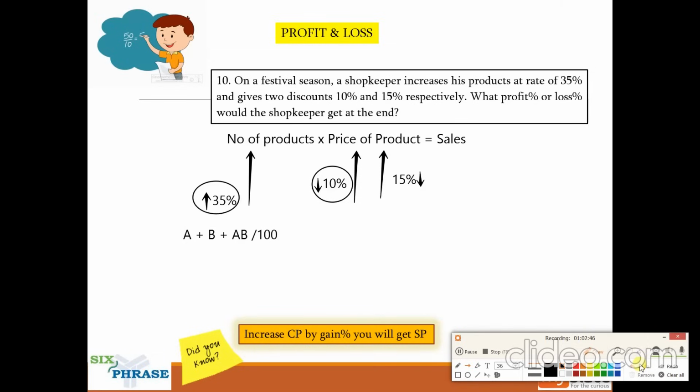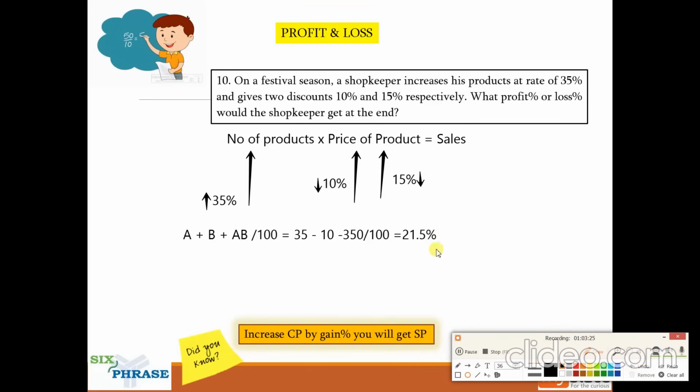So we'll see what we are getting. If you take 35 and 10, because it is an increase, it is plus 35. Because it is a decrease, it is minus 10. And you will get minus 350 divided by 100. Which in turn will be 21.5%. So you got X. This 21.5% is a gain percentage. This is a decrease percentage. So you have to apply it accordingly.